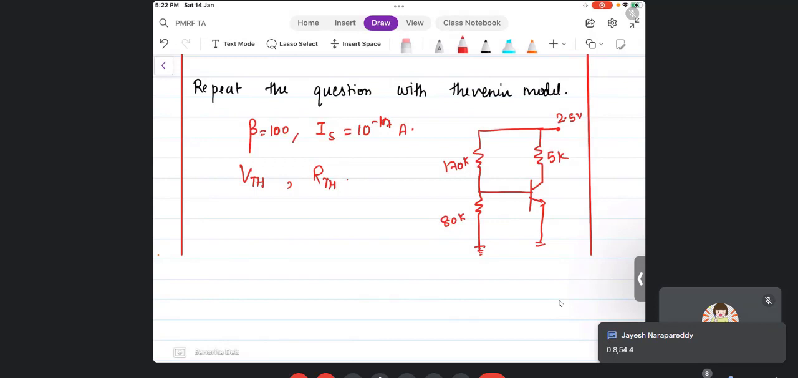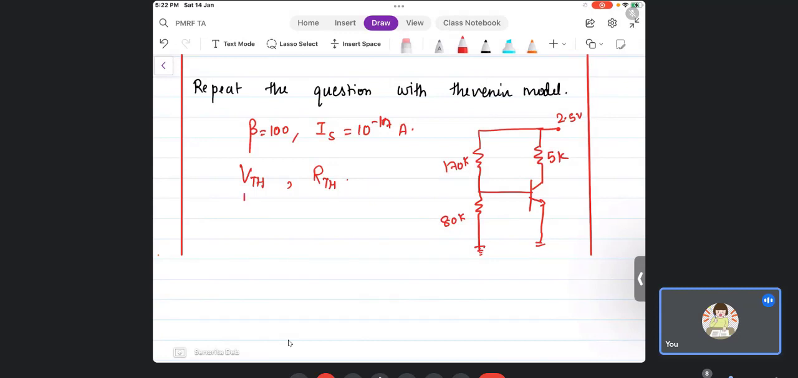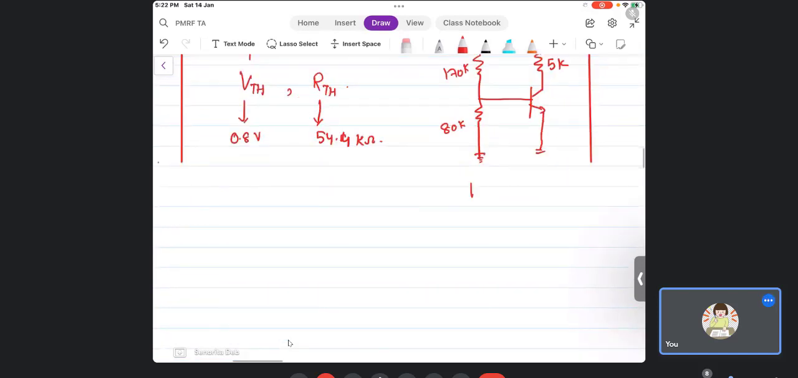Okay. So we have the first values as VTH 0.8 volts and RTH as 54.4K. Others have got it, right? I'm assuming you have got it. Okay, good. So now, what is the Thevenin equivalent model?